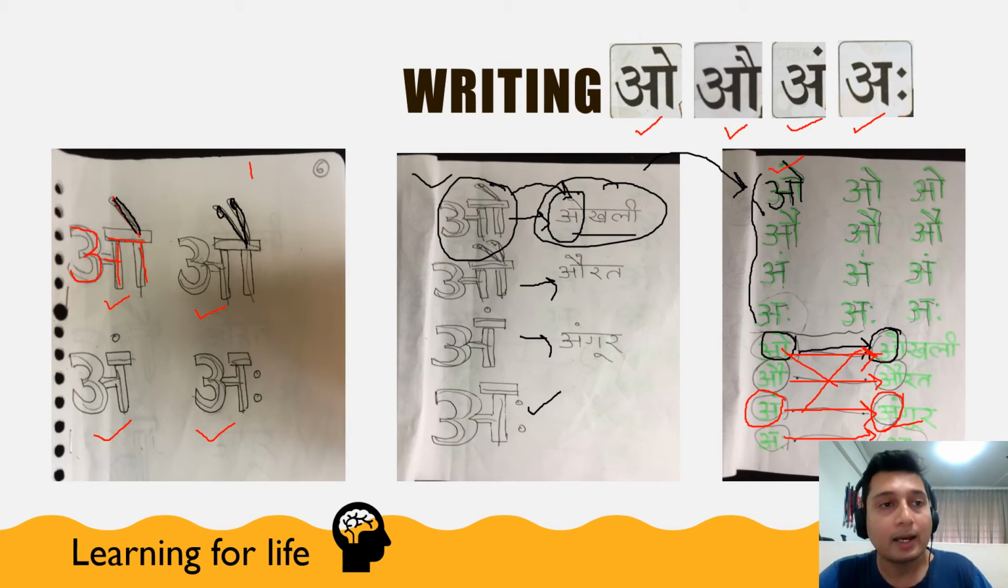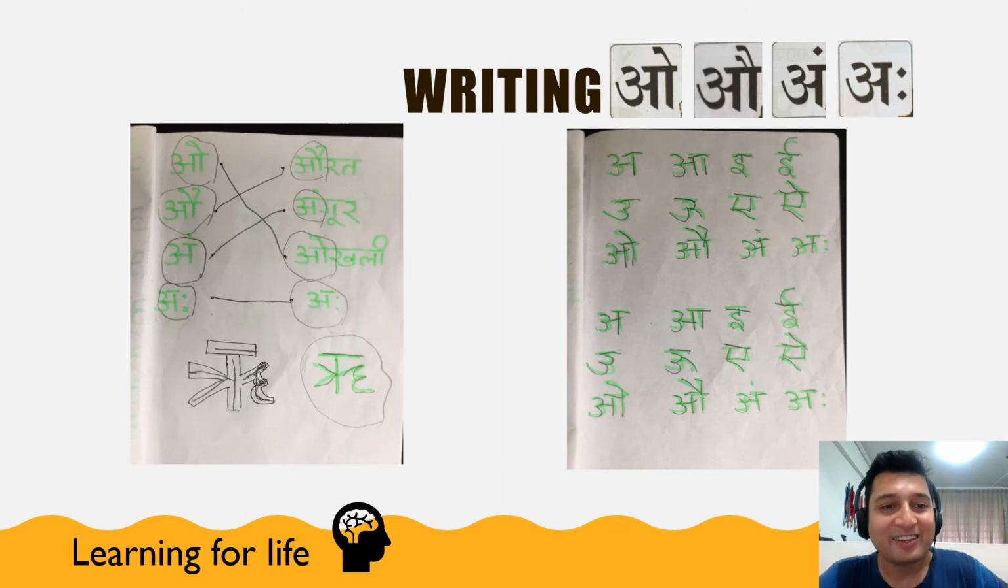Now let's go ahead and look at the remaining two worksheets. All right, so now we are at the last sheet of this a to aha worksheet, and you can see here that now we have the match the following, and it's the same concept. We have to match the alphabet with the word, and you can see this time that it's not a straight line tracing. So O doesn't match with aurat here, and we have to match it.